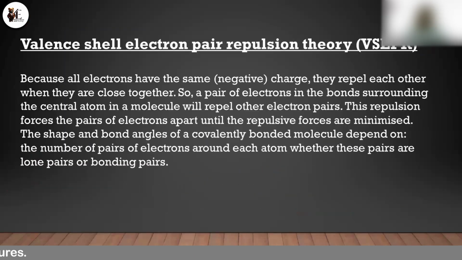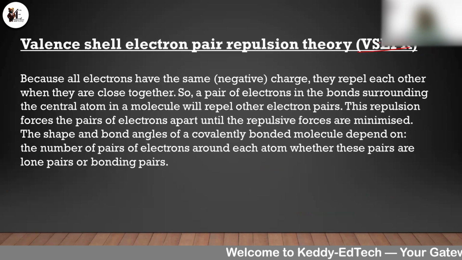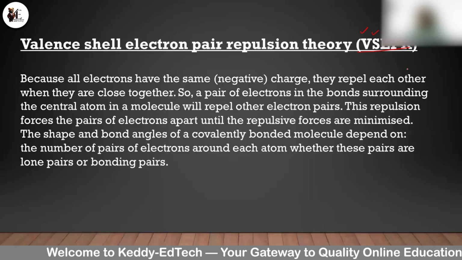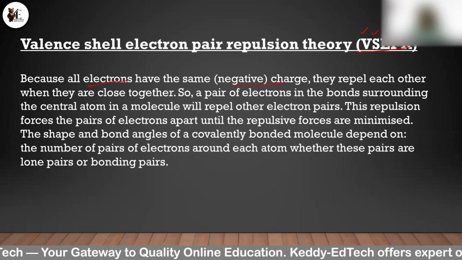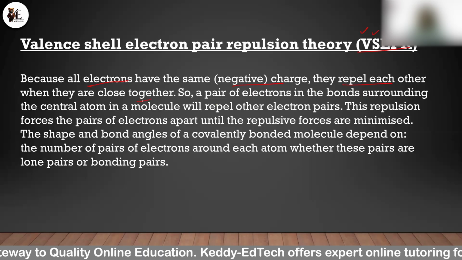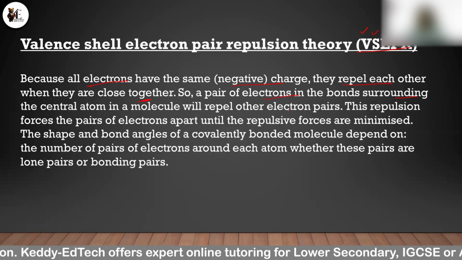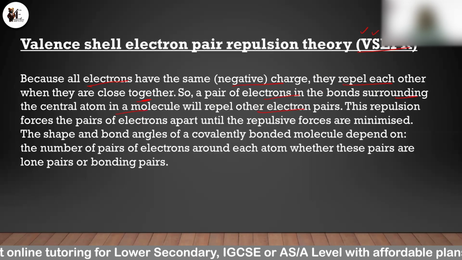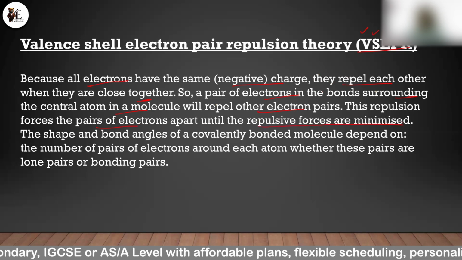Now the next concept we'll read in chemical bonding, which is very important from the examination point of view. That is VSEPR theory. VSEPR theory is valence shell electron pair repulsion theory. What does this theory state? It states that because all the electrons have the same negative charge, obviously they repel each other when they are close together. When two negative charges are close together, they will repel. So the pairs of electrons in the bonds surrounding the central atom in a molecule will repel the other electron pairs, and we have to minimize this repulsion. This repulsion forces the pairs of electrons apart until the repulsive forces are minimized.